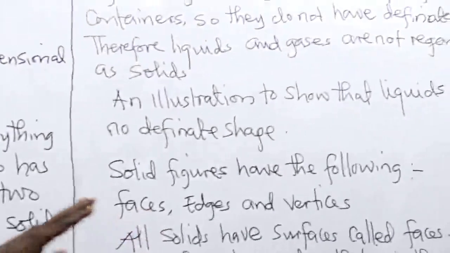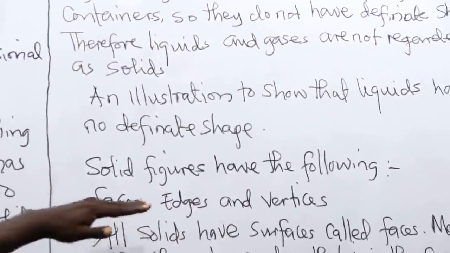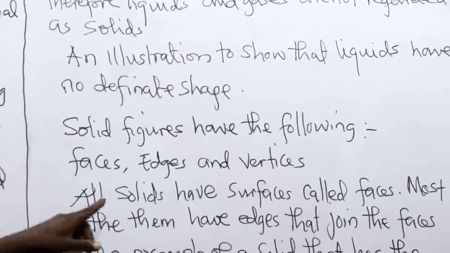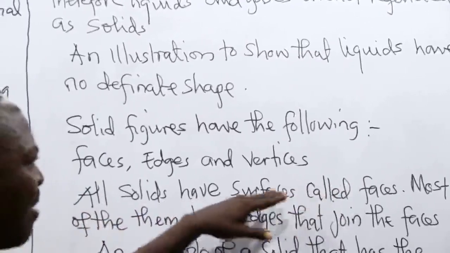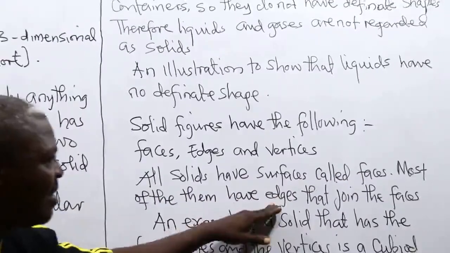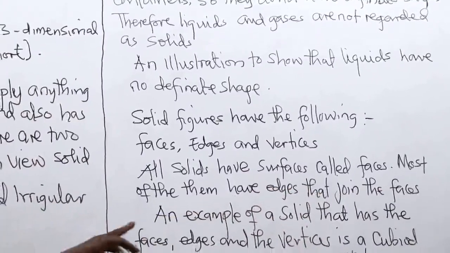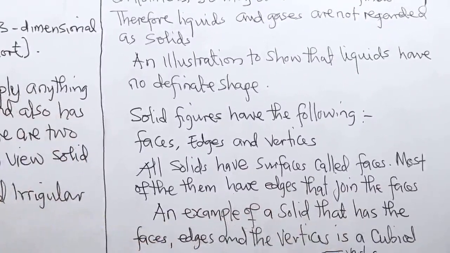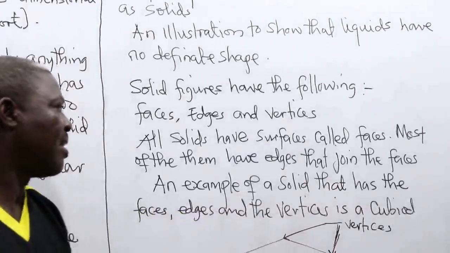Solid figures have the following: faces, edges, and vertices. All solid shapes have surfaces called faces. Most of them have edges that join the faces together. Example of a solid that has the faces, the edges, and the vertices is a cuboid.